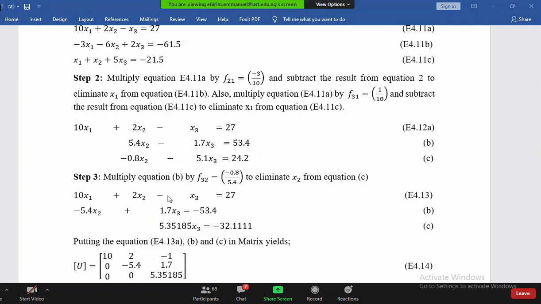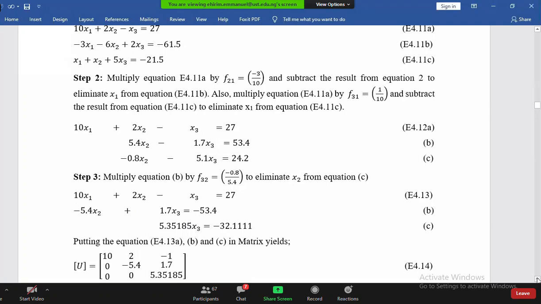10x1 plus 2x2 minus x3 equals 27, and then minus 5.4x2 should be under 2x2, and then 1.7x3 should be under x3, and then minus 53.4 should be on the right hand side. So you can appreciate a triangle, right?